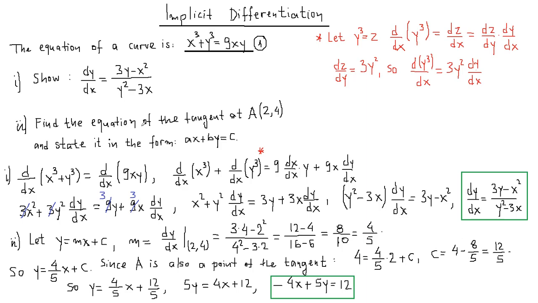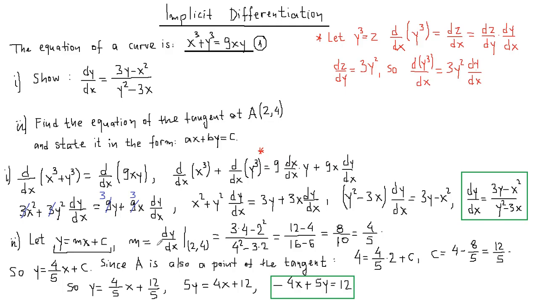Now, for the second part, find the equation of the tangent. We need first to find the slope of the straight line that is tangent to the curve, and then the constant term. Let the general expression of the straight line be y equals m times x plus c. m is the slope, which is the first derivative at this point. So we use this formula here, and we substitute x and y.